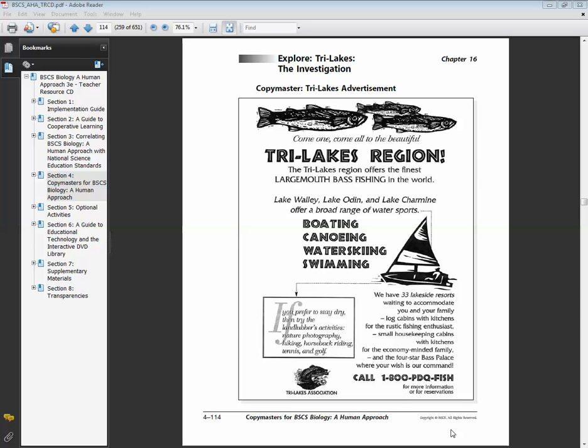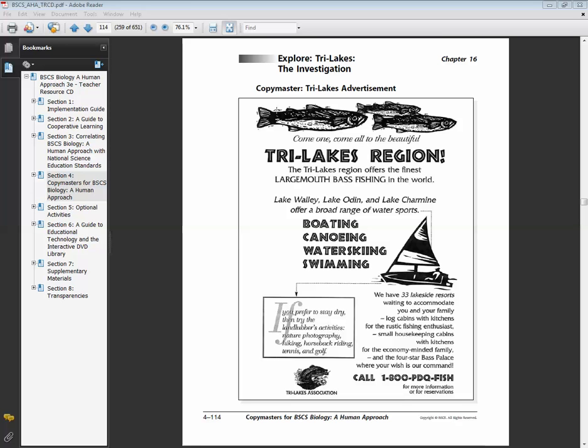So the next part of our study of sustainability versus unsustainability is you're going to conduct a case study. A case study is when a biologist or ecologist takes what they've learned, like we've learned about carrying capacity, bioaccumulation, and biomagnification, and applies that to a specific example. So what you're going to do is a case study on this area called Tri-Lakes region.